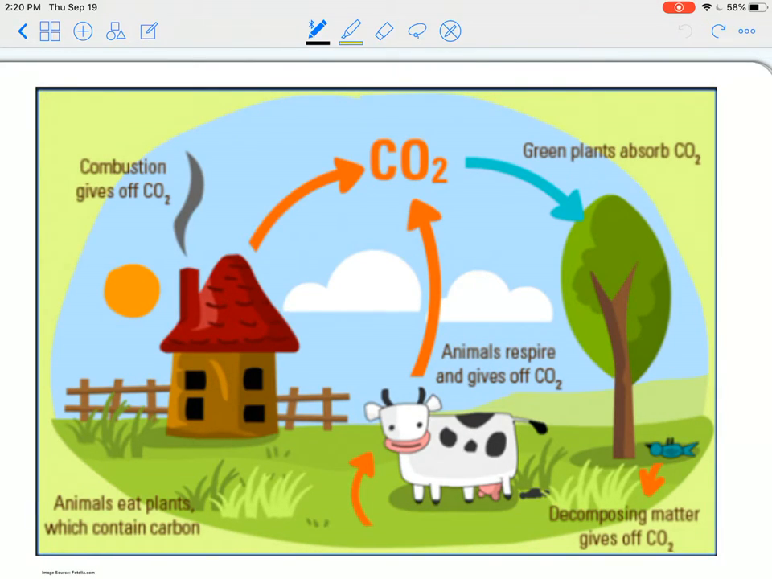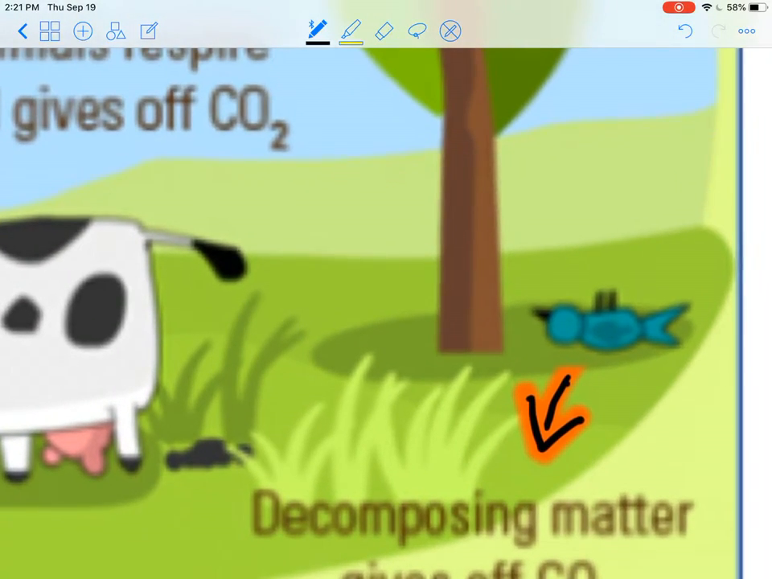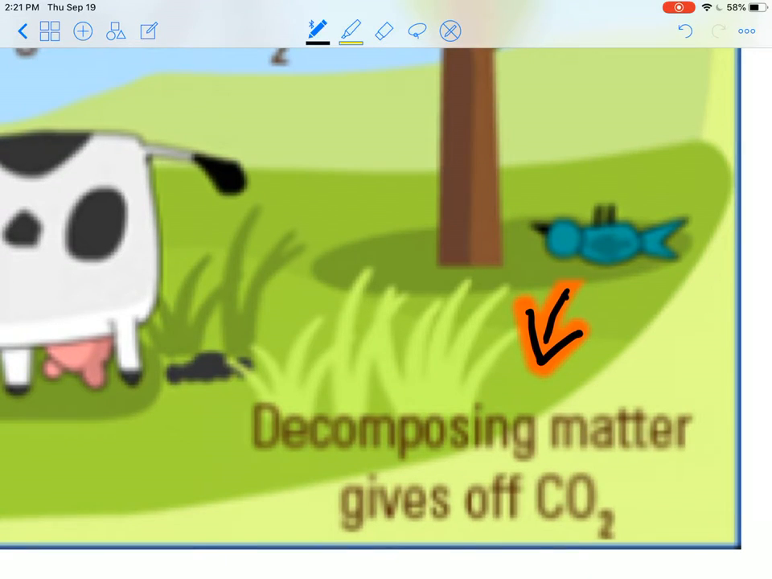So this bird maybe was sitting in that tree, he died, he fell to the ground. So here's the first arrow that I want to follow down here. Okay, the bird is decomposing. As soon as that bird ceases to live, his body starts to decompose. And decomposing matter gives off CO2. So we need to stop and ask ourselves, what is CO2?